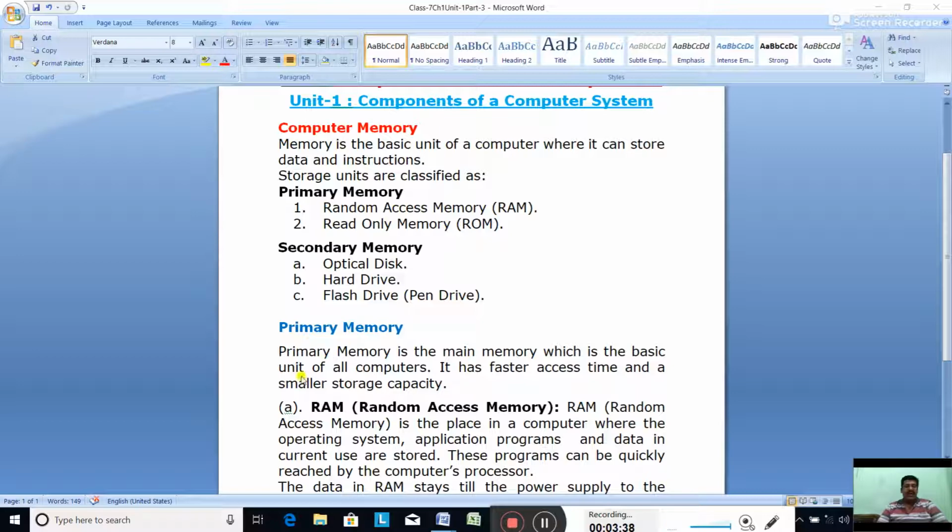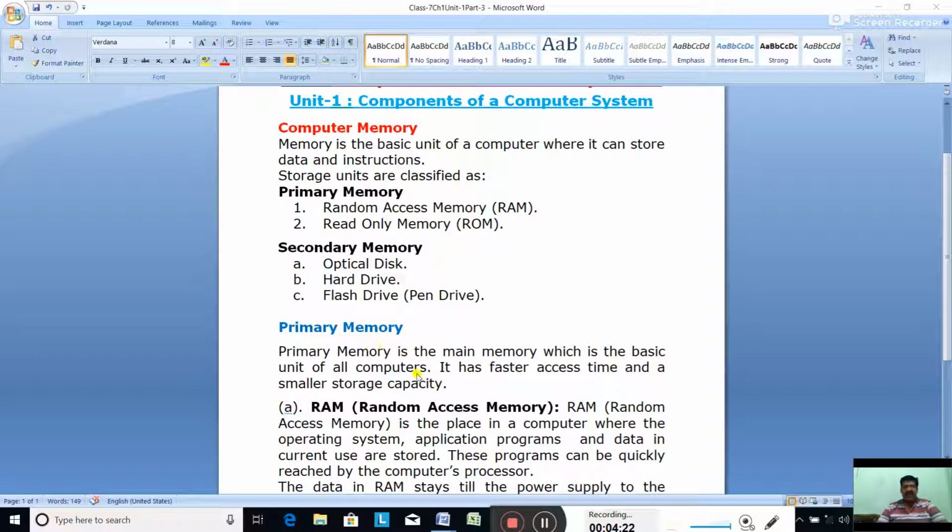What is primary memory? Primary memory is the main memory and it is the basic unit of all computers. It has a faster access time and a smaller storage capacity compared to secondary memory. This computer memory is accessed directly by the CPU. It includes several types of memory such as processor cache and system ROM.